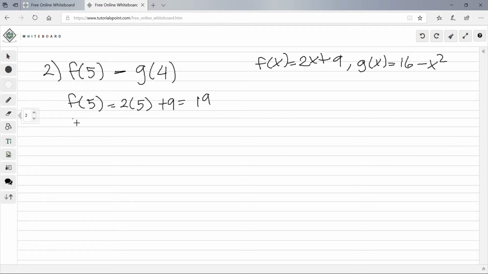Now let's find g of 4. G of x is this function, so g of 4 would be 16 minus 4 squared. So 16 minus 4 squared is 16 minus 16, which is 0. So now we know that f of 5 is 19, and then minus g of 4, which is 0, which is just 19.